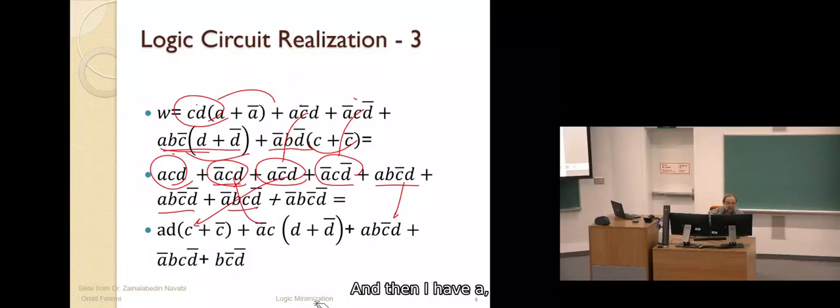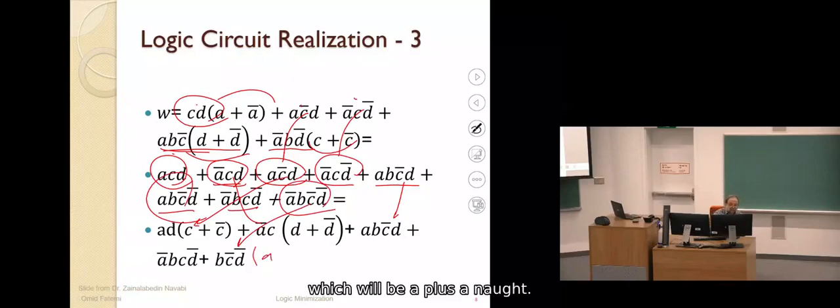And then I have A, B, C naught D, A, B, C naught D, and A naught B, C naught D. From these two, I make B, C naught D, which will be A plus A naught. Okay? And then I have this term, and this term is here, A naught B, C, D naught. Okay? Following? This is what I did.